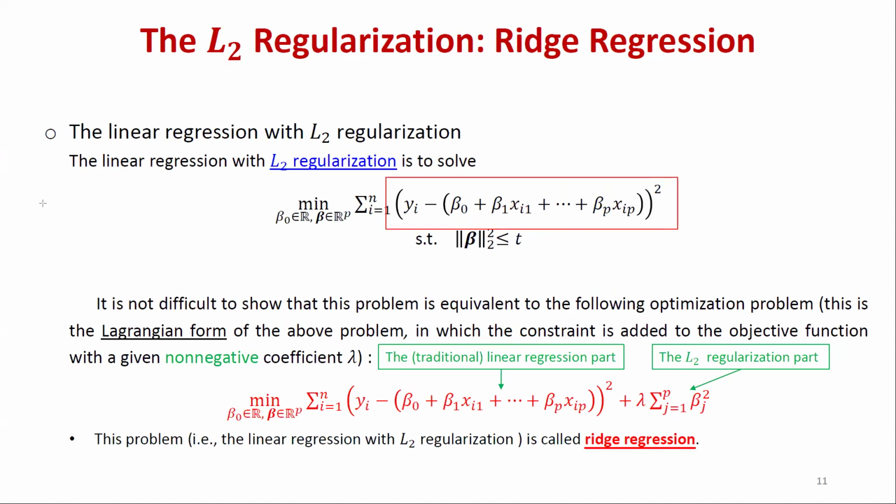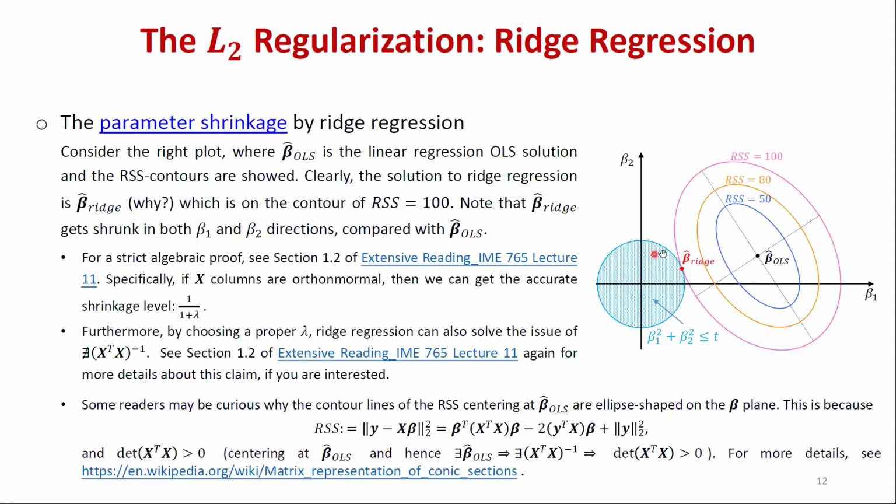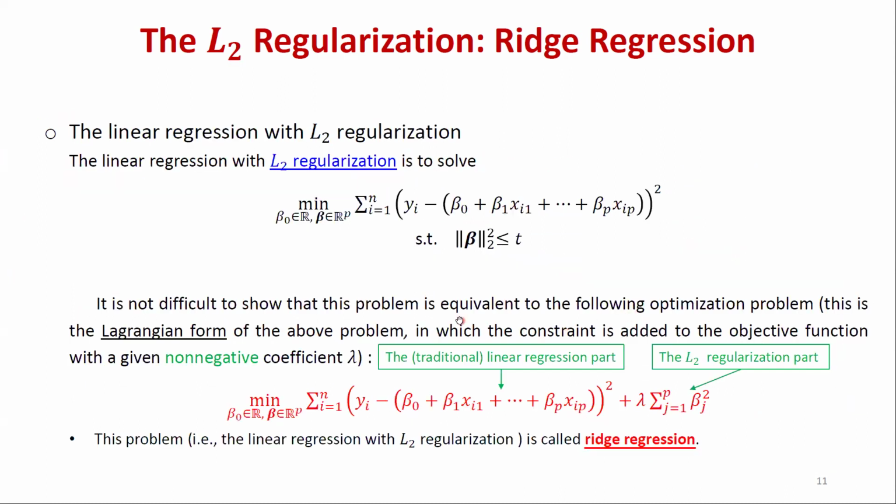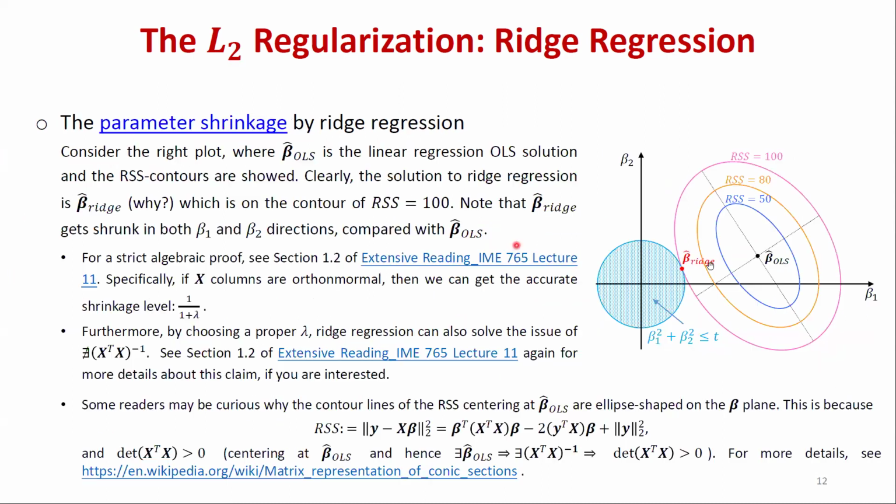Okay. Now, suppose this is the OLS, which is the true optimal solution, and then I have the contours of my RSSs. Okay, what does the beta 2 norm being less than or equal to t mean? So here I assume I only have beta 1 and beta 2, 2 dimensions. This means beta 1 square plus beta 2 square is less than or equal to t, right?